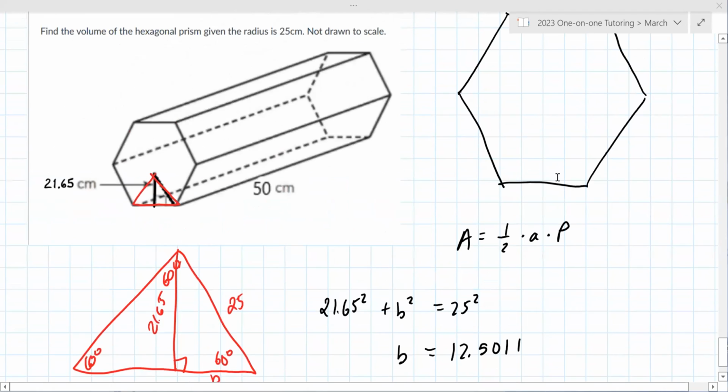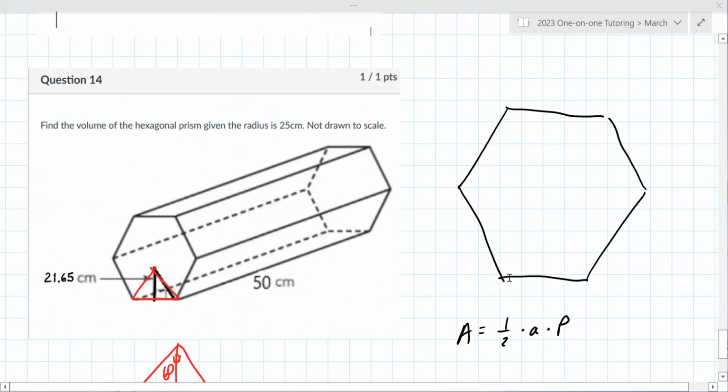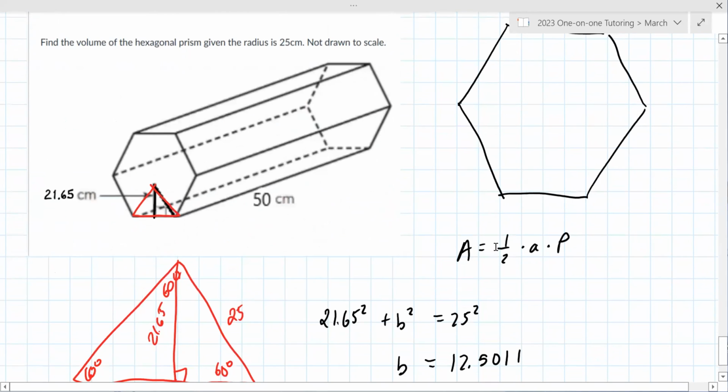Yeah. Okay, so let's go back up to our goal. We're trying to find the volume. The volume is the area of the base times the height. We know the height is 50. We don't know the area of the base. That's why we're using this formula. So the apothem is 21.65. The perimeter is 6 times the 25.002.